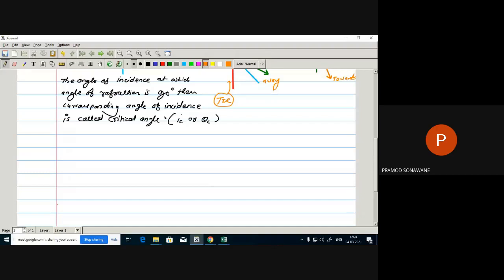Yes, sir. When the angle of incidence is greater than the critical angle, there is no refraction of light in the rarer medium, so the whole light is reflected back in the denser medium. This phenomenon is called total internal reflection. The next part is the structure of optical fiber.